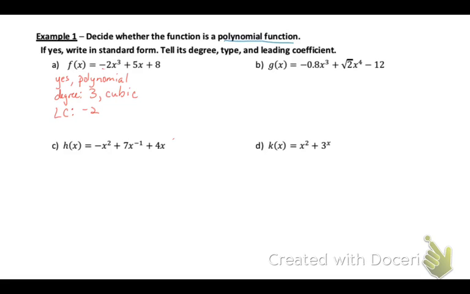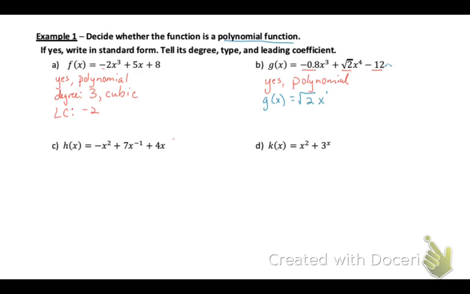Now let's look at B. So first let's examine our exponents. Let's see if we have whole numbers, 3, 4, and 0. And if we have real number coefficients, which we do, they're kind of strange, but they are all real numbers. So yes, this is a polynomial.